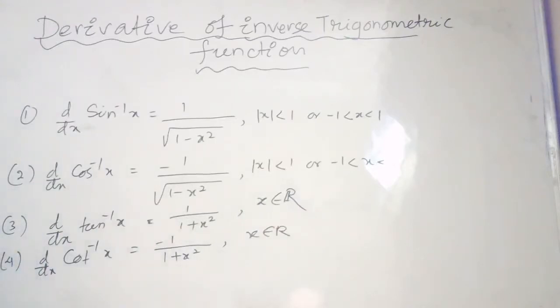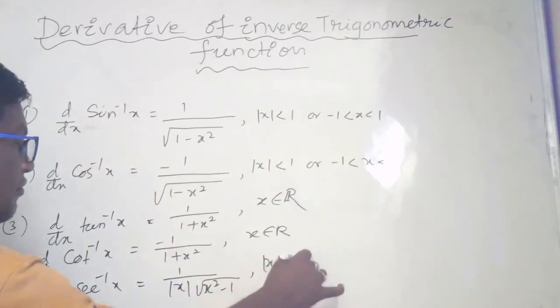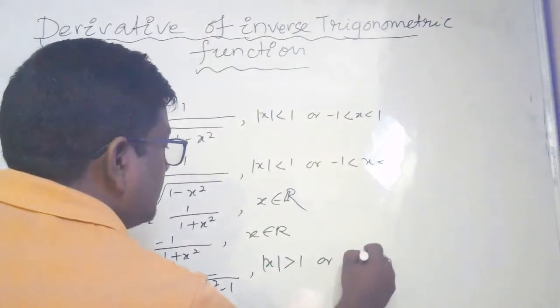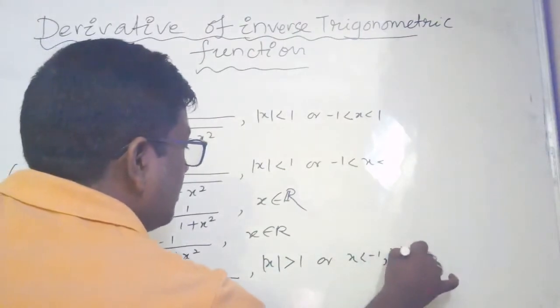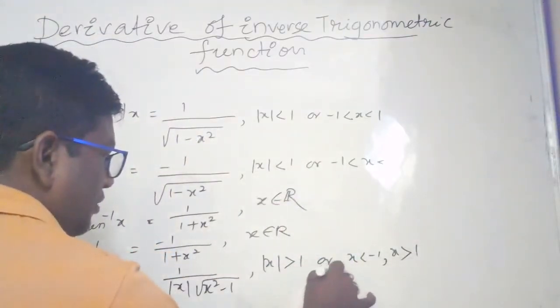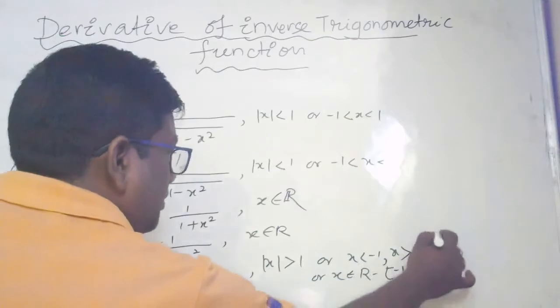Okay. Then 5, d by dx of sec inverse x is equal to 1 by mod x into root over x square minus 1. Here mod x greater than 1, or x less than minus 1, x greater than plus 1, or we can say x belongs to R minus minus 1 to plus 1, same thing.